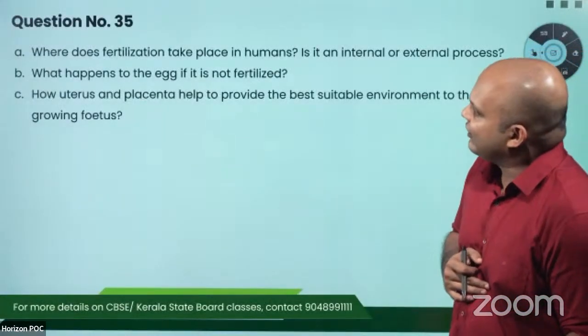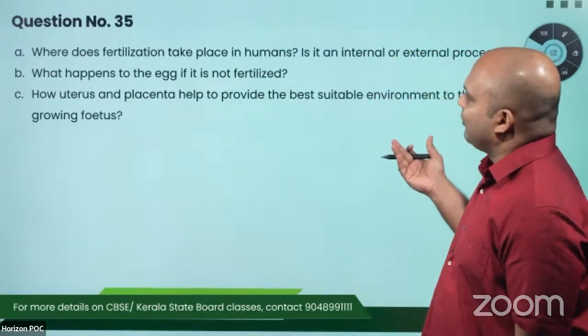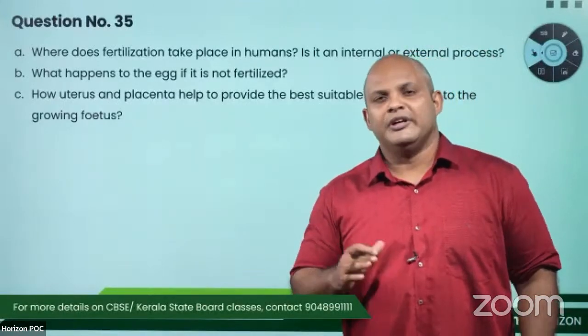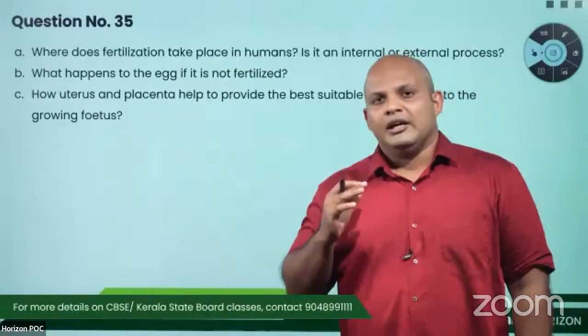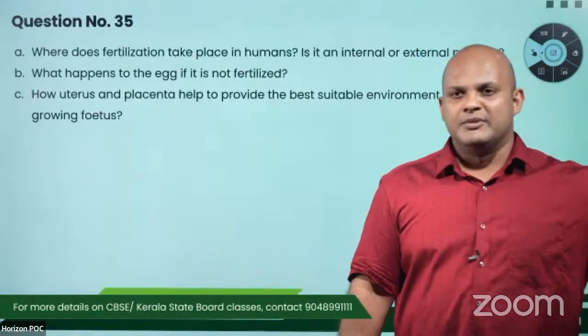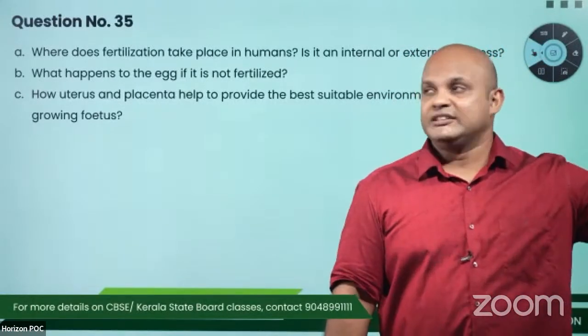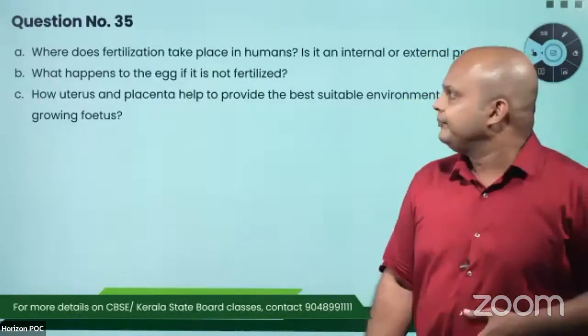Next question, where does fertilization take place in humans? Is it an internal or external process? The fertilization in humans takes place in the fallopian tubes. It is taking place inside the female, so it is an internal process. If you are looking at frogs and fish, the eggs are laid in water, the sperm is laid in water, and they combine outside the body and fertilize. That is external fertilization. For humans, it is internal fertilization inside the body.